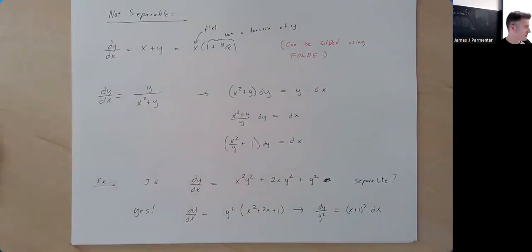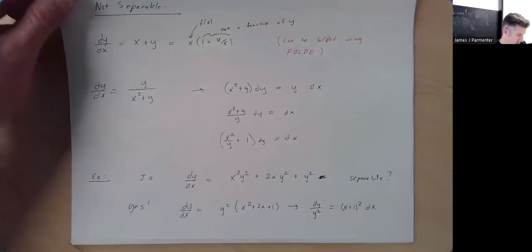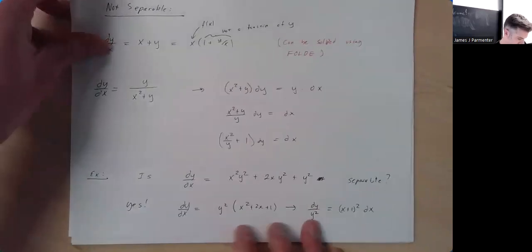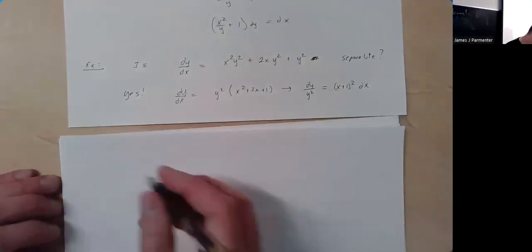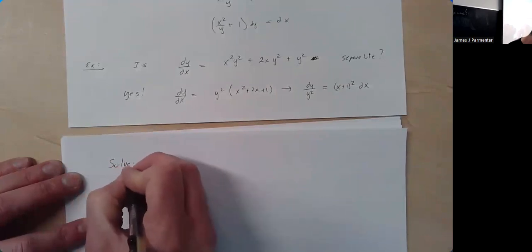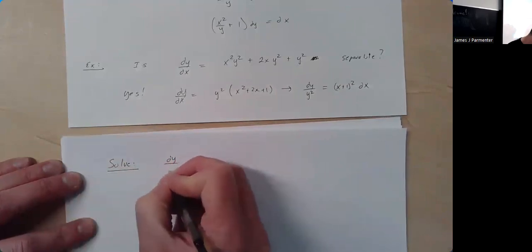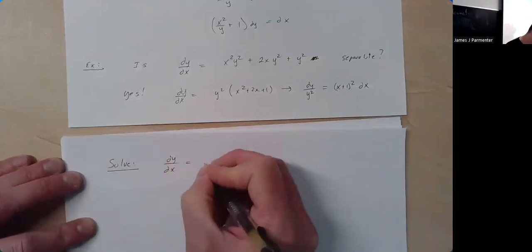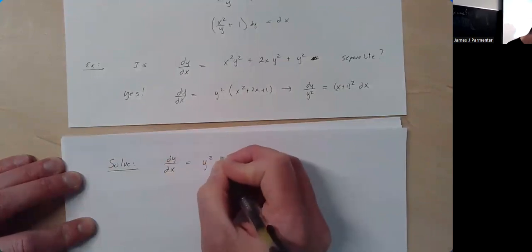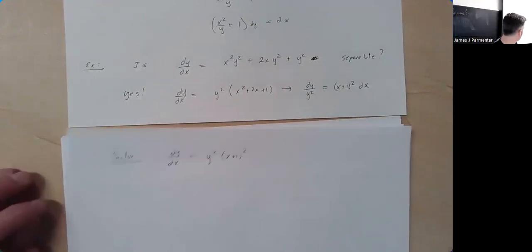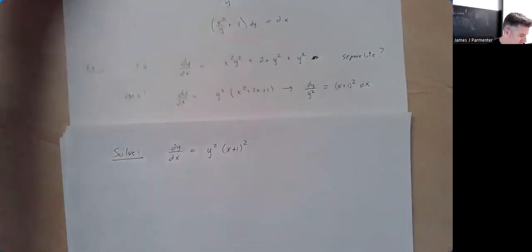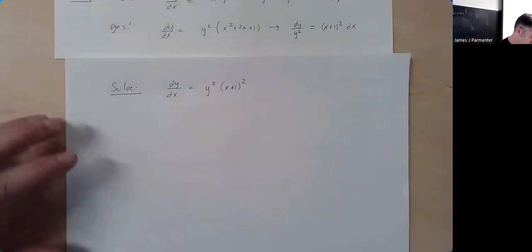And let's go ahead and solve this one. It's not bad to solve. So let's go ahead and practice stuff like this. So let's solve the differential equation dy/dx. I'm going to write it simplified. dy/dx equal to y squared times x plus 1 squared. So we do separate, even though I know we already separated them. We're going to do it again.